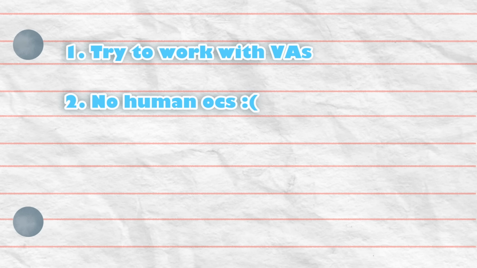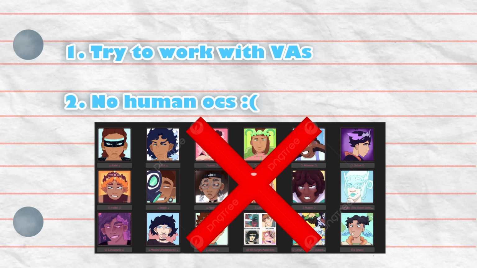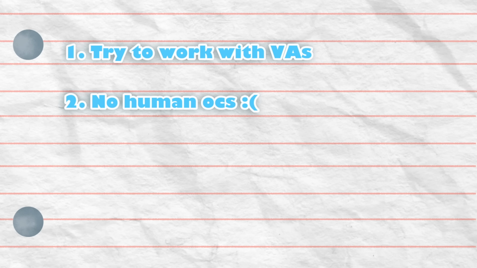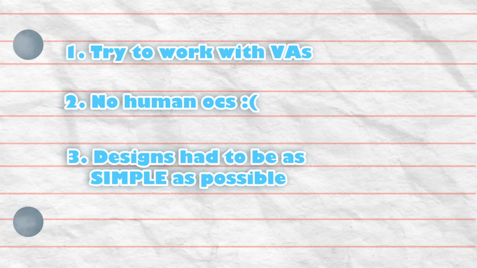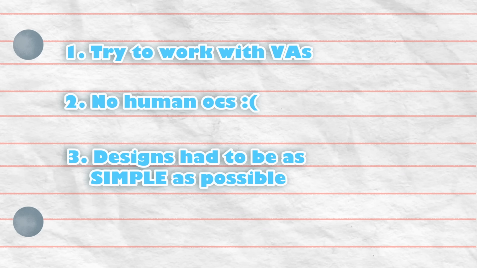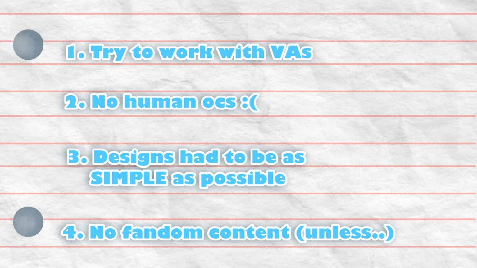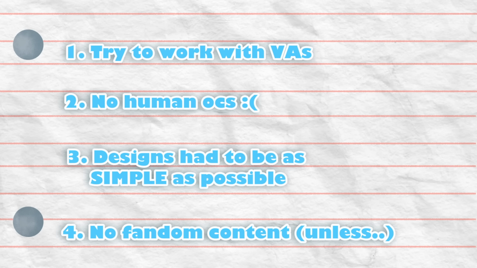I didn't want to use any of my human OCs, which is all of them, because I knew I'd get too ambitious and I'd burn myself out. And the last one goes hand in hand with 2, is 3. The designs had to be simple, especially if I wanted to clean it up. Also, obviously, no fandom content, because this is a class, unless I could possibly get the permission of the creator. So what could I animate that would fulfill all of these requirements?